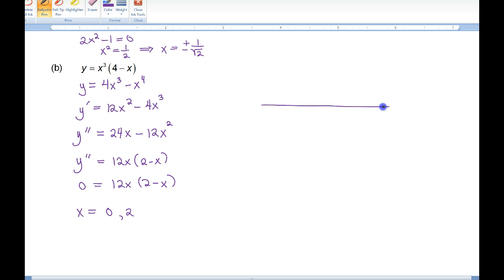So I'm going to create my number line. I'm going to label it. This is my second derivative. I'm going to place 0 and 2. If I pick a value to the left of 0, say -1, I'm going to get a negative, so that's concave down. Pick something between 0 and 2, say 1. Plug that back in, we get positive, so that'll be concave up. And then pick something to the right of 2, say 3, and that's going to give us negative. So it'll be concave down. So I have points of inflection.